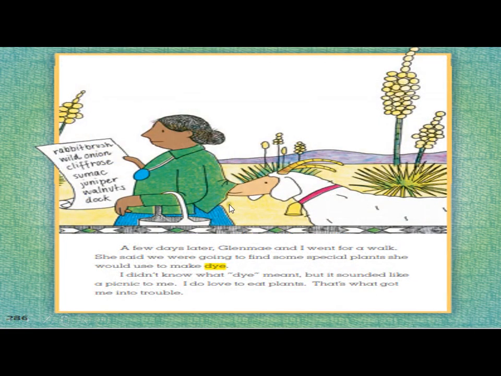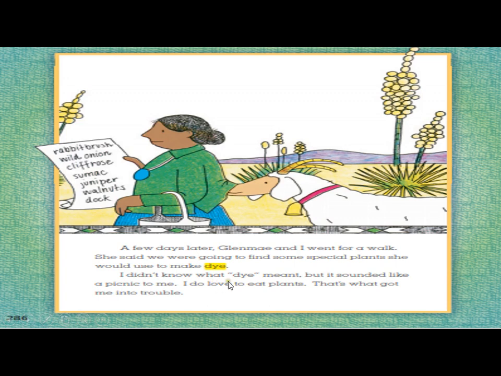Page 286. A few days later, Glen May and I went for a walk. She said we were going to find some special plants she would use to make dye. What is the meaning of dye? Again, it is a paint. You use it to paint wool or hair. Okay, it is a liquid substance that is used to change the color of wool or hair.